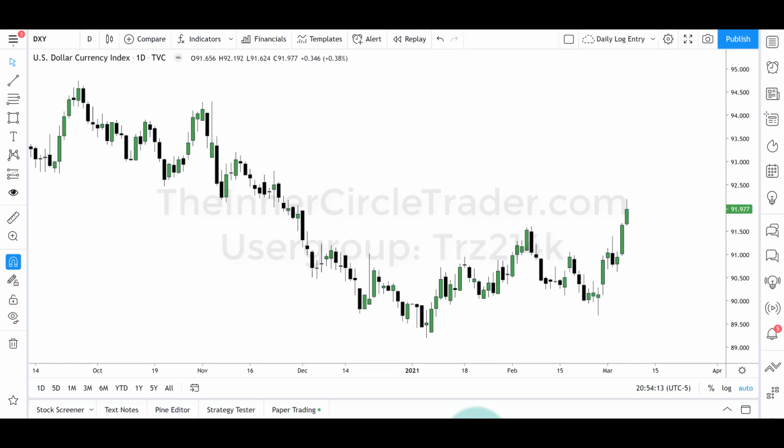Mentorship for March 5th, 2021. This is a daily chart for dollar index. As you can see, we have had a nice rejection off that rejection block here.